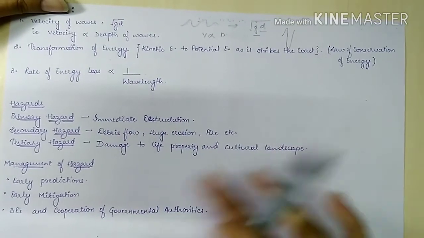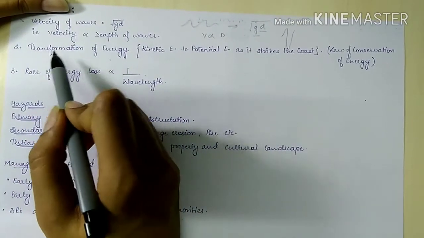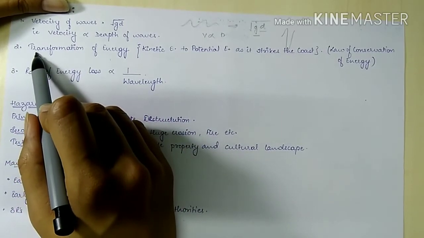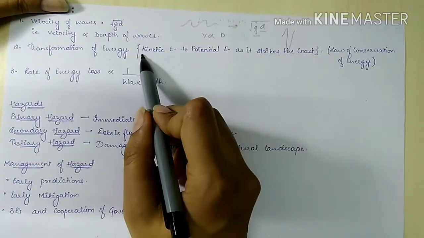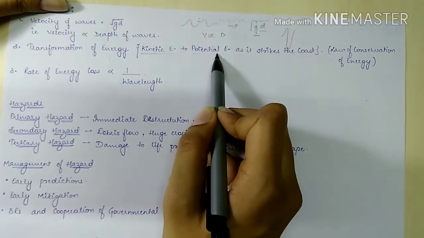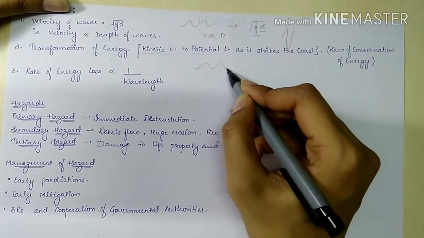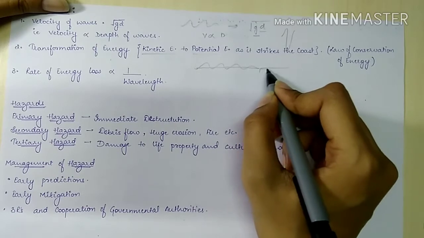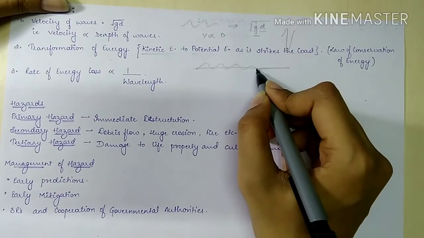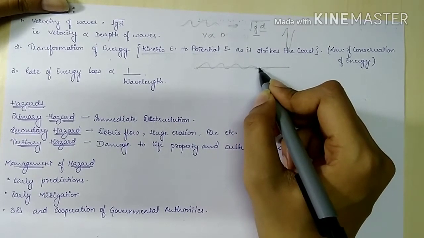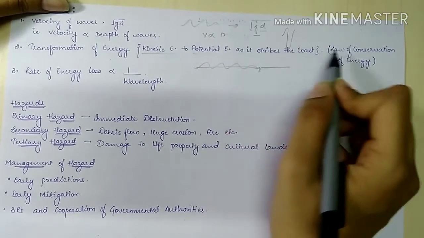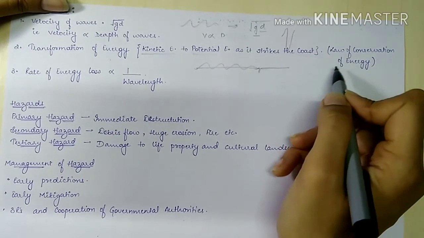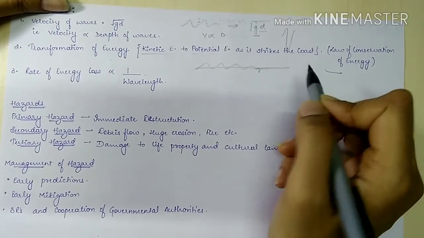In every physical activity there is transformation of energy. The same is the case with waves. Here the energy is transformed from kinetic energy to potential energy. When the waves are moving in the water, they have kinetic energy, but as soon as they hit the shore, this kinetic energy changes into potential energy. This is due to the law of conservation of energy, which says that energy can neither be created nor destroyed. It can only change its form.